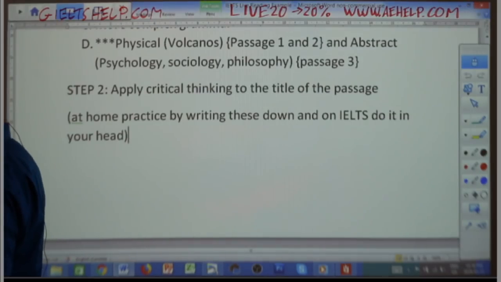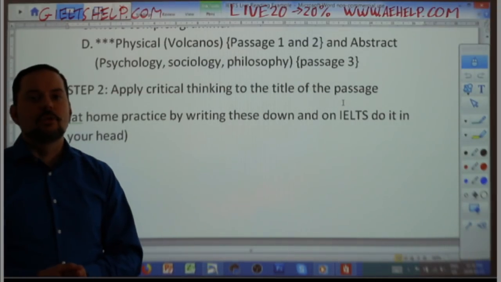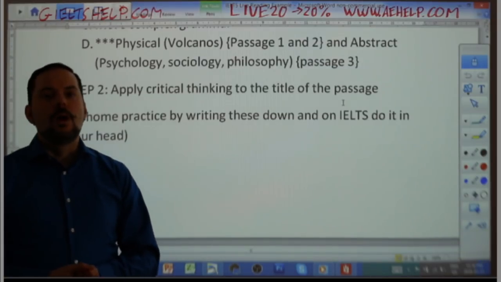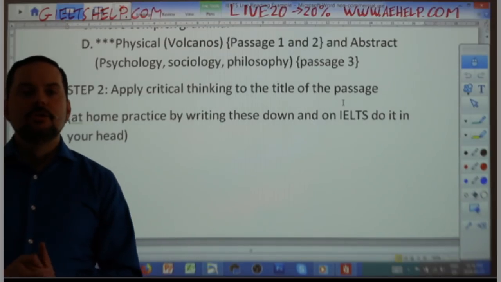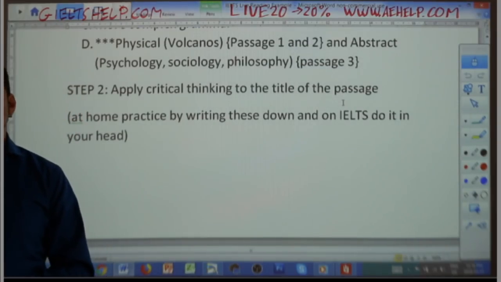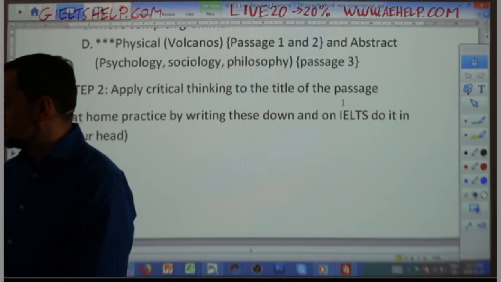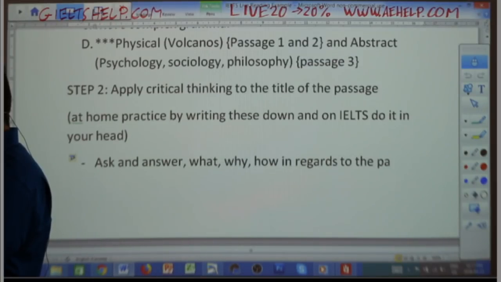Okay, so ask what, why, how. Absolutely. So nice. I see some of you guys saying, yeah, well, ask what, why, how. Okay, so quickly do a what, why, how with the title of the passage. When you do this, it will really, really help you to read it more efficiently and answer the questions much more accurately with higher chance of good scores. So ask, and of course answer, what, why, how in regards to the passage.